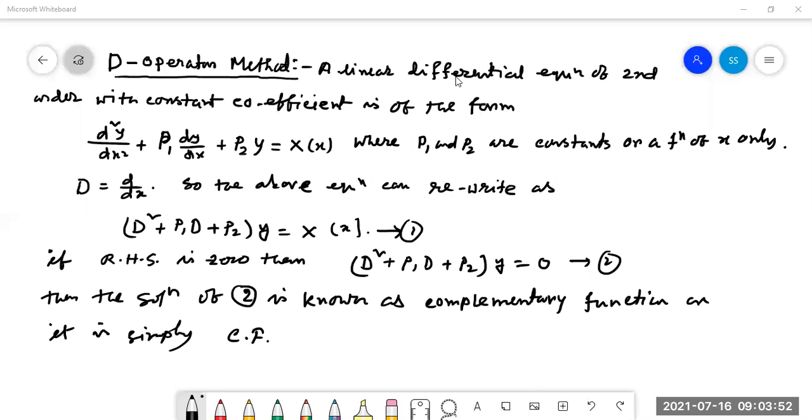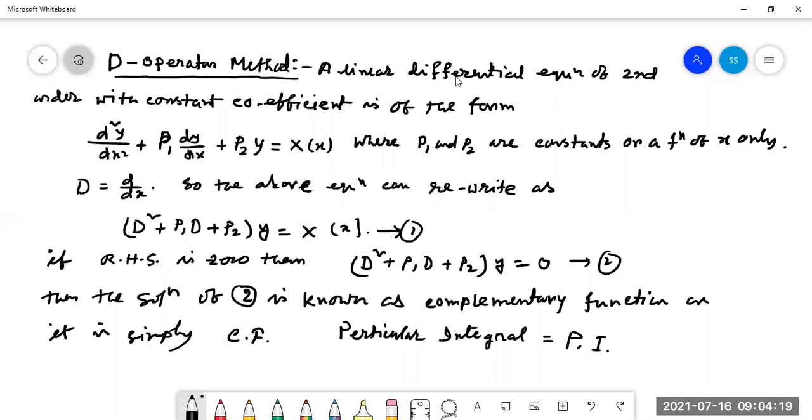Now, when we have to solve for this X(x), that is called the particular integral, simply PI. The first one was the complementary function. So for a given differential equation, we have to solve two parts.